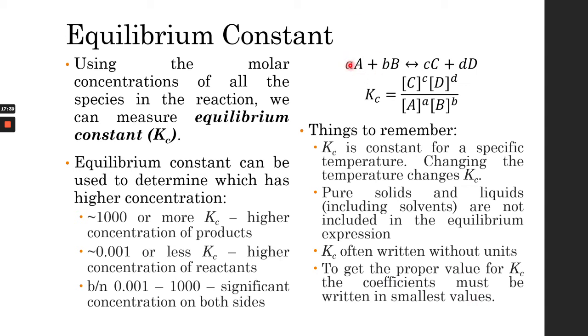So this cannot be, for example, you multiplied both sides by 2. Make sure that the small letters a, b, c, and d are the smallest possible whole number values.